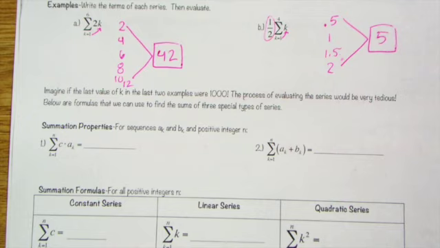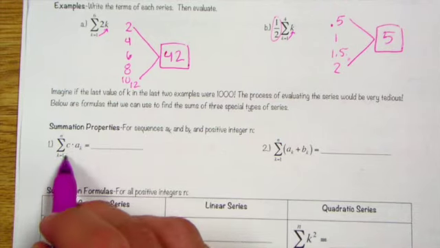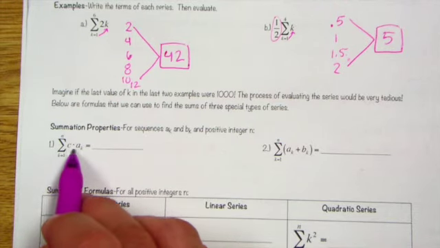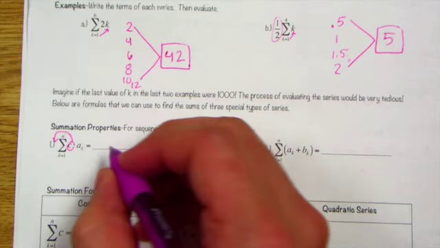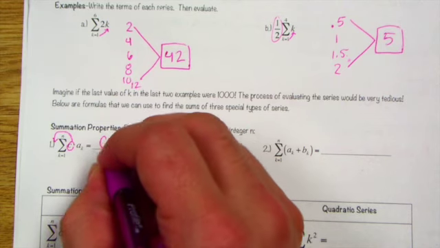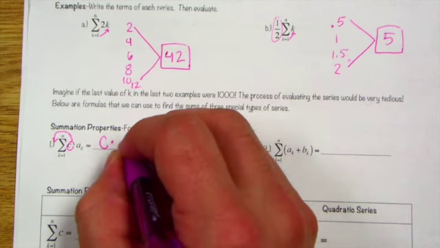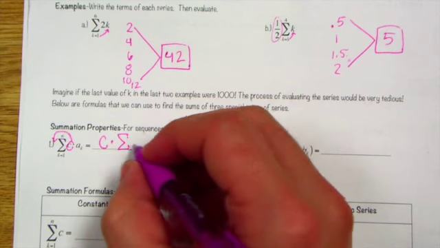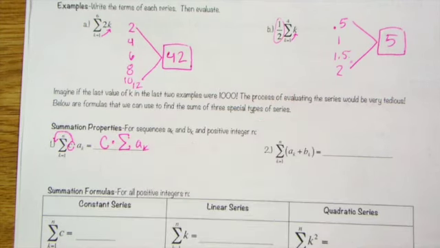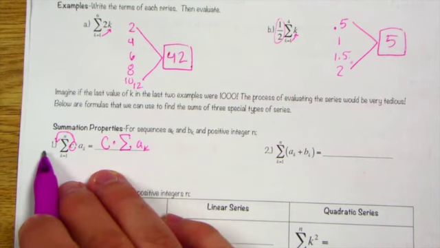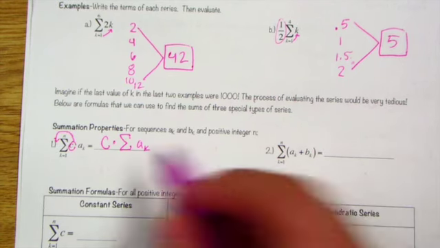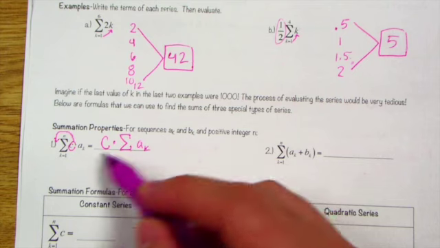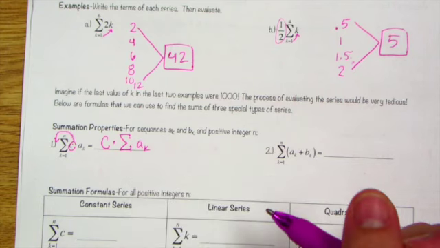Okay. The first rule is that if you have a number in front like this, you can actually move the C to the other side. So this would then equal C times the summation of A of K. Okay, so you can just move this to the outside and multiply it later, as opposed to multiplying each individual number every single time. Just do all the sums and then multiply it by the end.